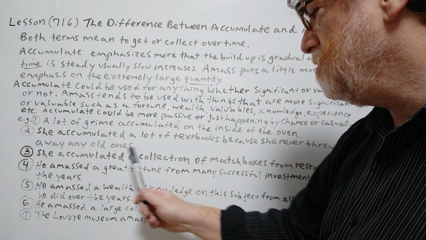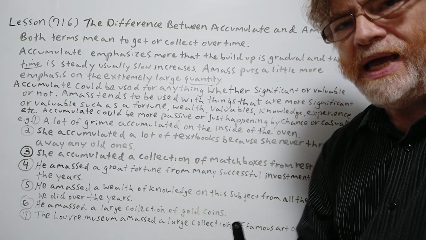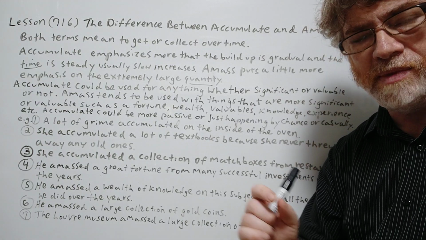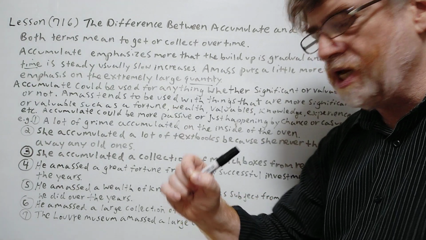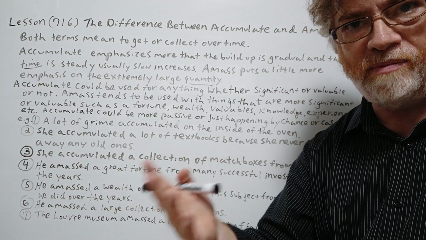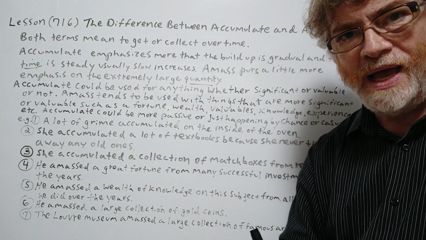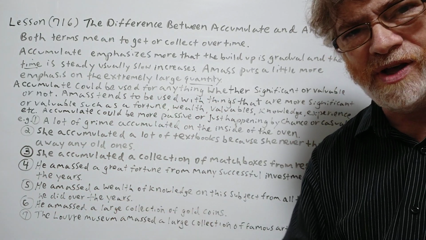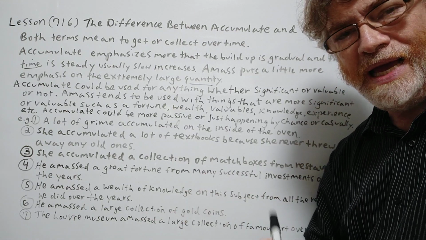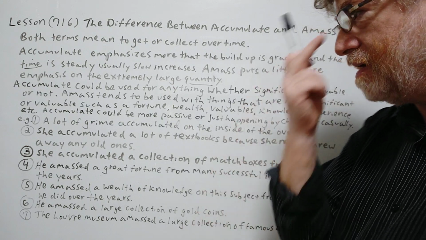Number 3, she accumulated a collection of matchboxes from restaurants. Yeah, some people have strange collections. And at one time, a lot of restaurants, for advertising purposes, used to give away a box of matches, maybe as a way of getting somebody to keep it. They think of the restaurant, they may go back. And some people really collected them, even though it's not a very valuable collection. So we might use accumulate as opposed to amass here.